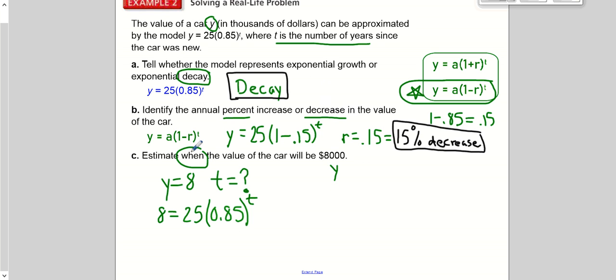We need to estimate t. So when y equals 8, what is t? To estimate, eventually, we're going to learn about logarithms, also called logs for short. Once we know logs, which we don't right now, we'll be able to solve this equation for t. But in the meantime, we're just going to have to guess and check.